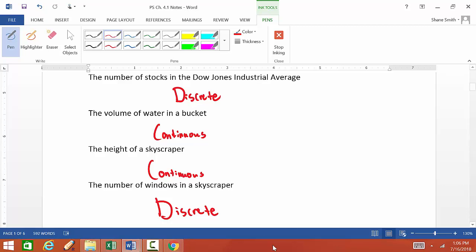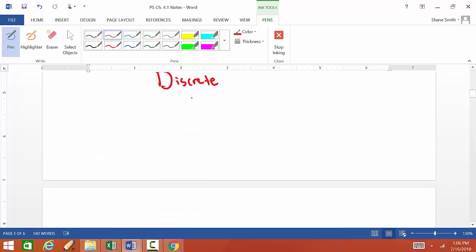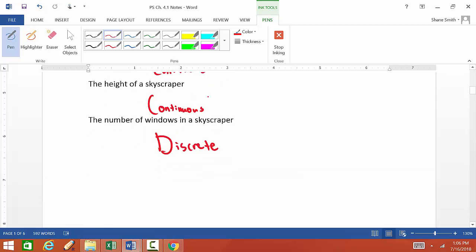So that's the difference between discrete and continuous random variables. Now, because you can count the number of ways something can happen in a discrete random variable, we can come up with something called discrete probability distributions.